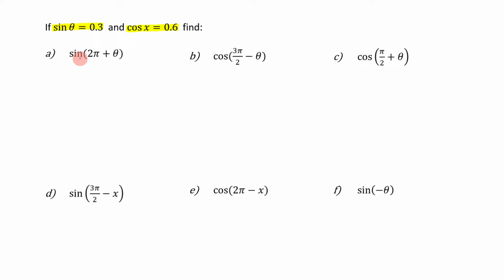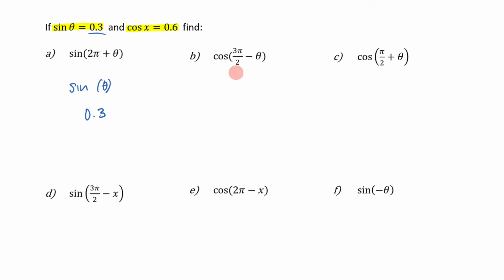The first one's really quite easy. It's telling us that sine of 2 pi plus theta. So we have to recognize which quadrant we're in by looking at these angles here. Well, if it's 2 pi plus theta, I know that I can just ignore this 2 pi here. It's just taking me back to that very first quadrant because 2 pi is just a full rotation. So therefore, I can answer this as simply sine of theta, and I know that sine of theta is 0.3, so no fuss there.